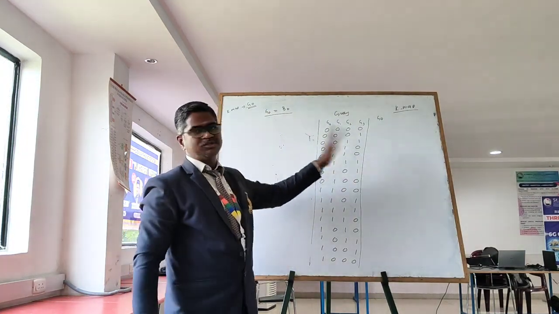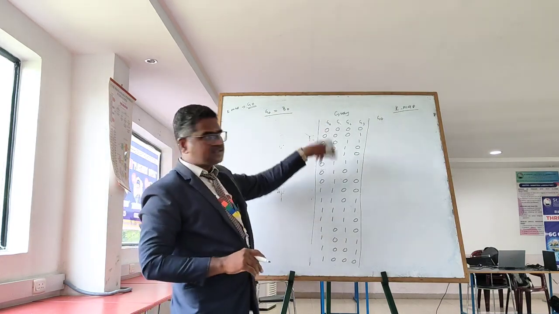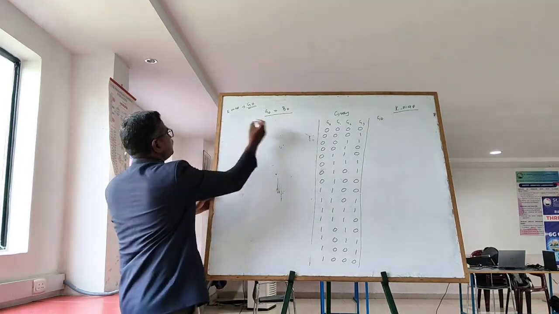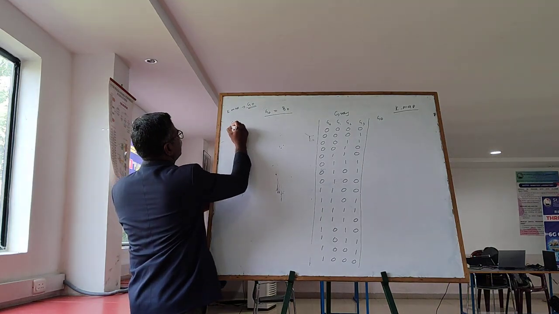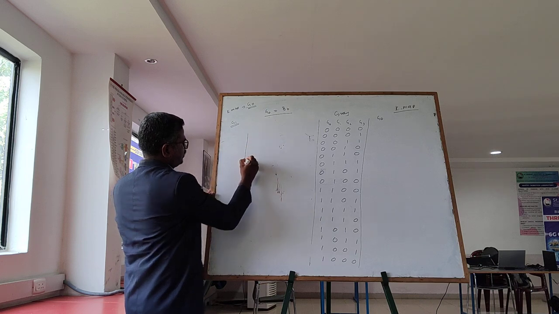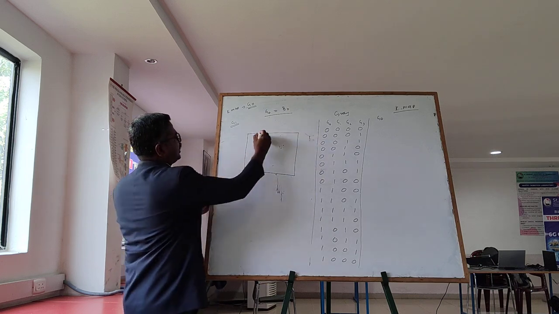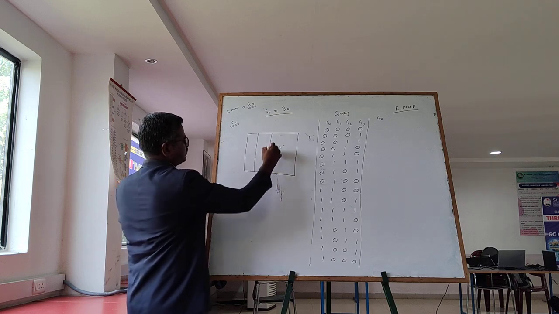But comparing G1, G2, G3, they are totally different. So I have to make the K-map for G1, G2, G3, right? So let me go for the K-map for G1. How many variables? 4 variables. So I have to make a box like this. This is the basic idea of a K-map. I have to split it into 16 boxes.